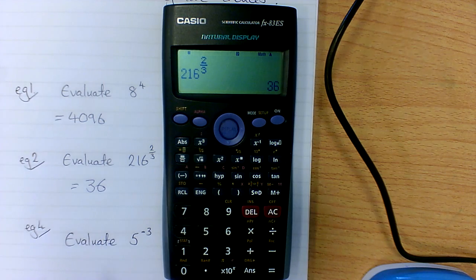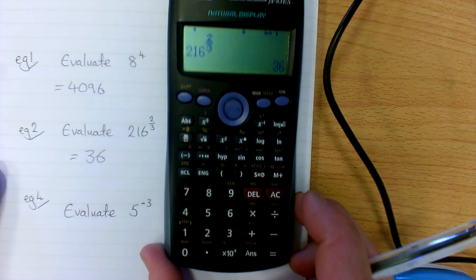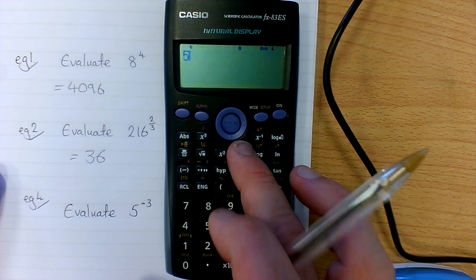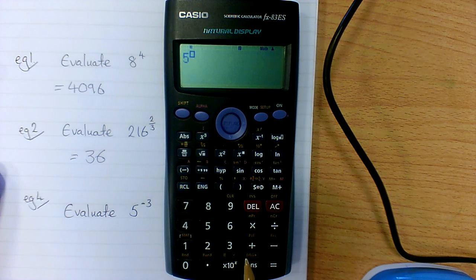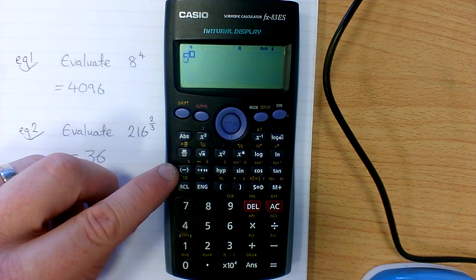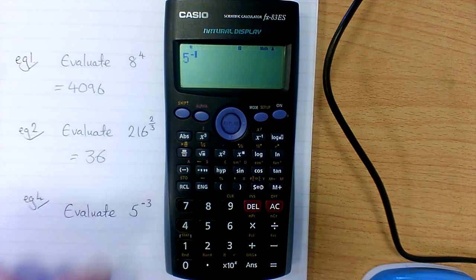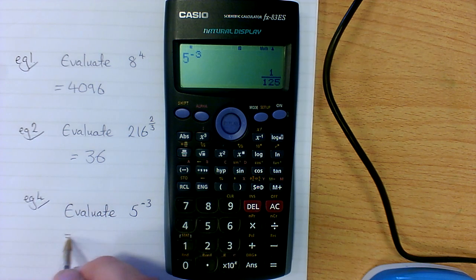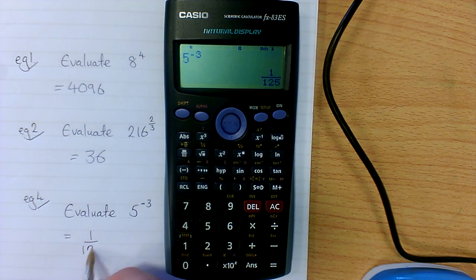And then finally, for evaluating 5 to the power of minus 3, exactly the same. 5, power button, this time it's minus 3. Now people would be tempted to use this minus. When you're putting in negative numbers, you should always try and use this one here. Okay, so minus 3 looks exactly like the question, equals, so our answer is 1 over 125.